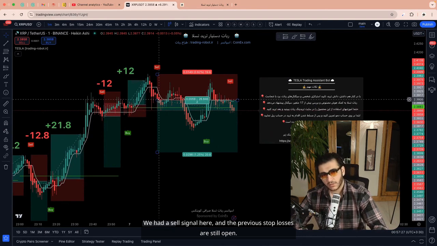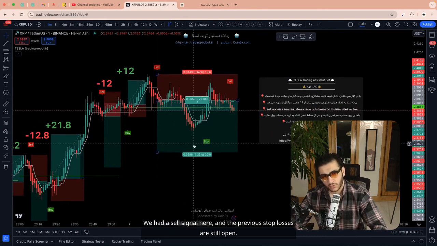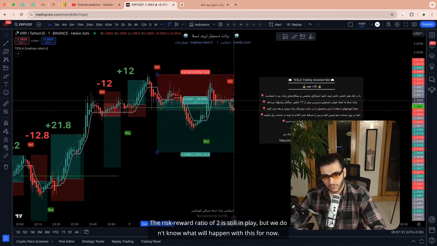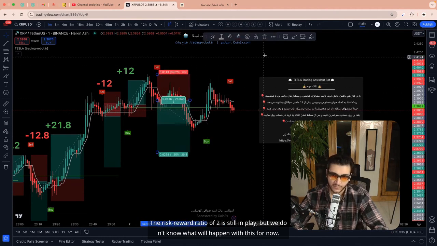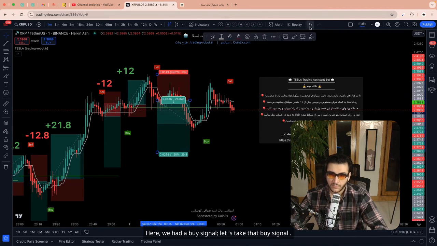We had a sell signal here, and the previous stop losses are still open. The risk-reward ratio of 2 is still in play, but we don't know what will happen with this, for now. Here, we had a buy signal. Let's take that buy signal.